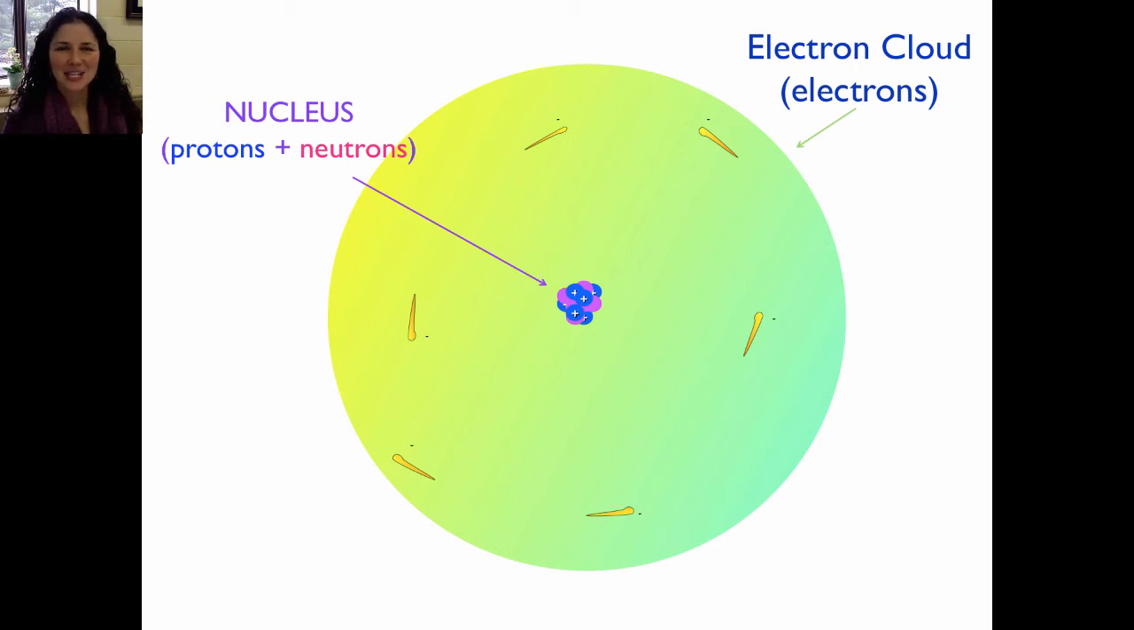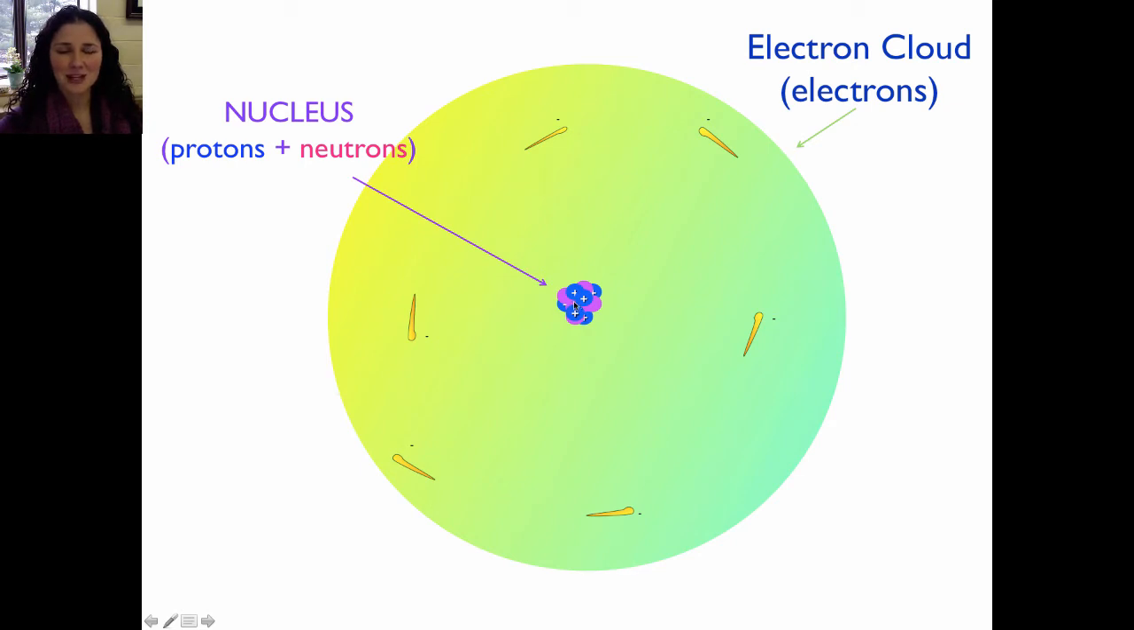Hi, this video is to help you through the activity on radioactivity. First, let's remember what the anatomy of an atom looks like. Remember that there is a nucleus that contains protons and neutrons, surrounded by an electron cloud. We're going to be focusing on the nucleus today as we talk about radioactivity, because radioactivity comes from the nucleus and interacts with the nucleus.